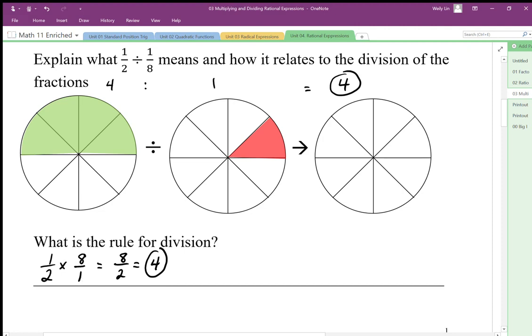So what's the rule for division? We can multiply by the reciprocal.